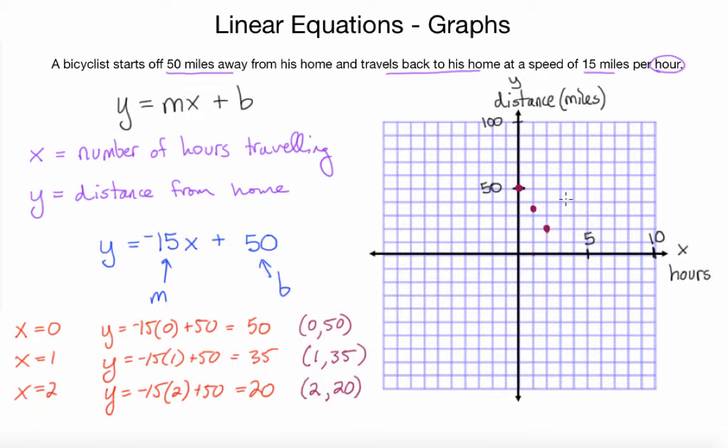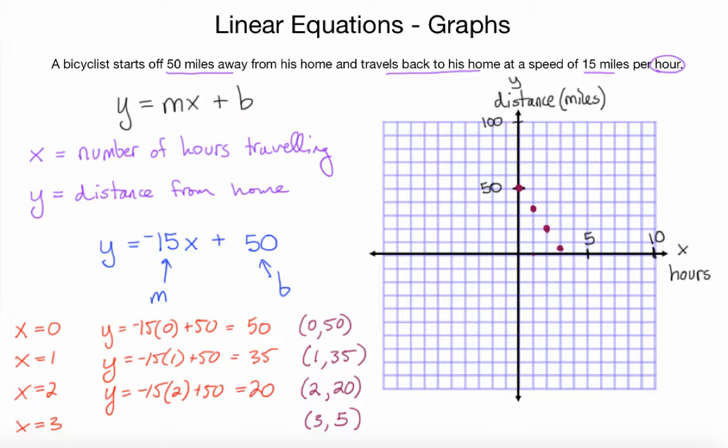Now you'll notice they're in a nice straight line, right? We could find one more. If I go x equals 3, I could run through the math, but you probably already figured out I just need to subtract another 15. So after 3 hours, he should only be 5 miles away. So (3, 5) would be right about there. And again, it follows my nice linear pattern. It's a linear equation, the constant rate. I'm decreasing by the same amount every time.